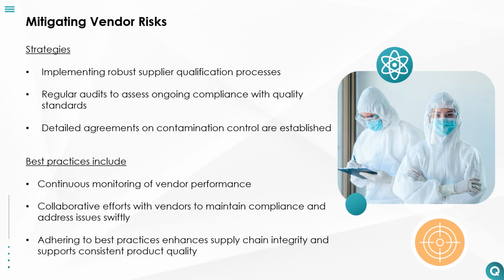Some of the best practices for mitigating vendor risks. 1. Track key performance indicators, or KPIs, to assess vendor performance and address issues early. 2. Build strong relationships with vendors through joint training and regular communication to maintain compliance and address problems quickly. These practices ensure supply chain integrity, product quality, and regulatory compliance.